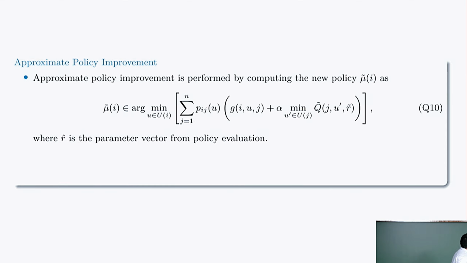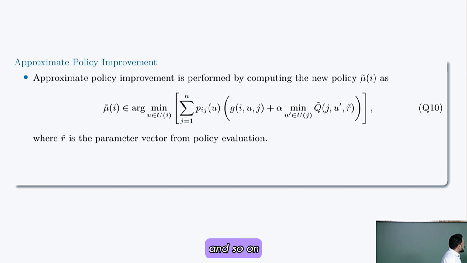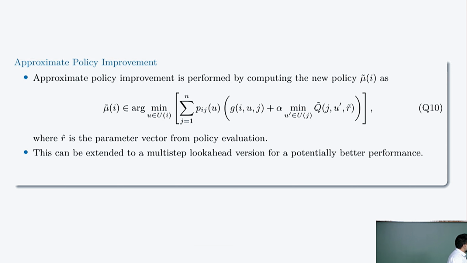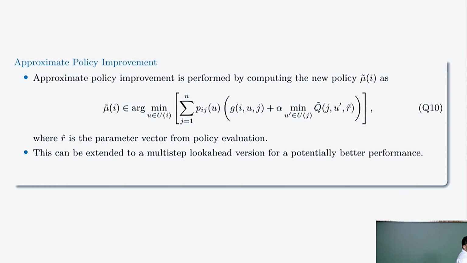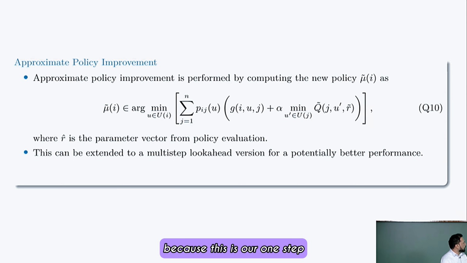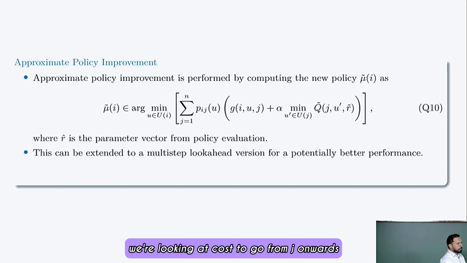So in detail, this is what these policies will look like. Basically, this is the Q tilde for the J, and then this is for going from I to J, and so on. This is just an expansion of what we have done before. This is nothing but the Q values here. We can extend this for multi-step look ahead also. We are doing it as one step, and then we're looking at cost to go from J onwards.